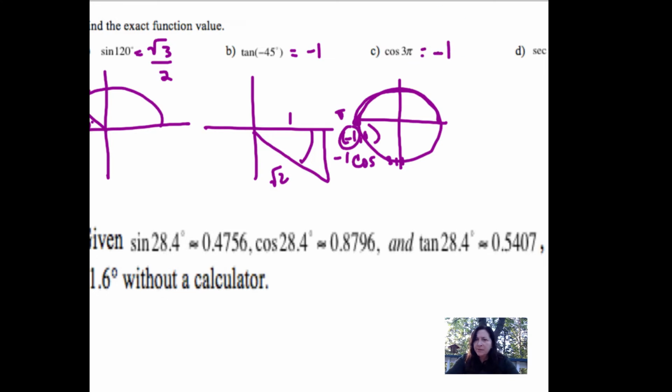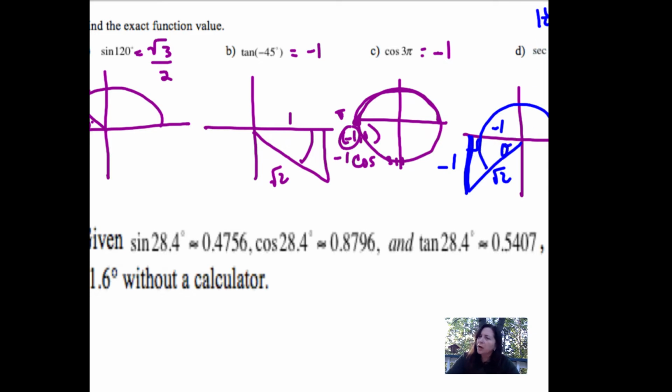Secant of 5 pi over 4. First of all, 5 pi over 4 is 1 and 1/4 pi, okay? From here to here is 1 and 1/4. Now in my mind, I'm thinking 1/4, right? That's a 45 degree angle, which is 1 square root of 2. So we know that so far, there's theta. Secant's the reciprocal of cosine. And if cosine is adjacent over hypotenuse, then this is going to be hypotenuse over adjacent, which is just going to equal negative square root of 2.